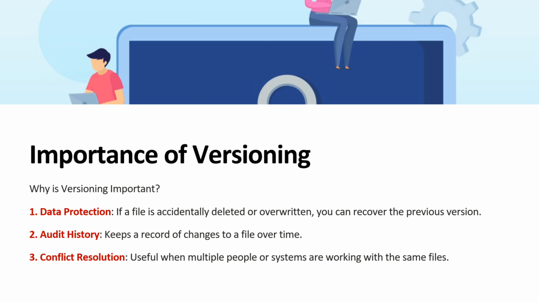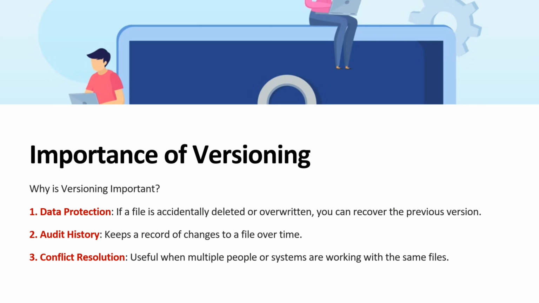How does versioning work? If versioning is enabled, every new upload or modification creates a new version of the file, and each version is assigned a unique version ID. If versioning is suspended, no new versions will be created, but the existing versions remain.